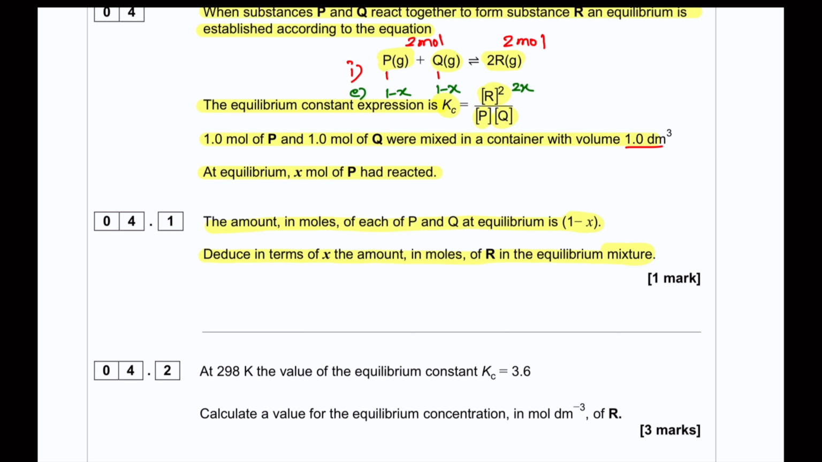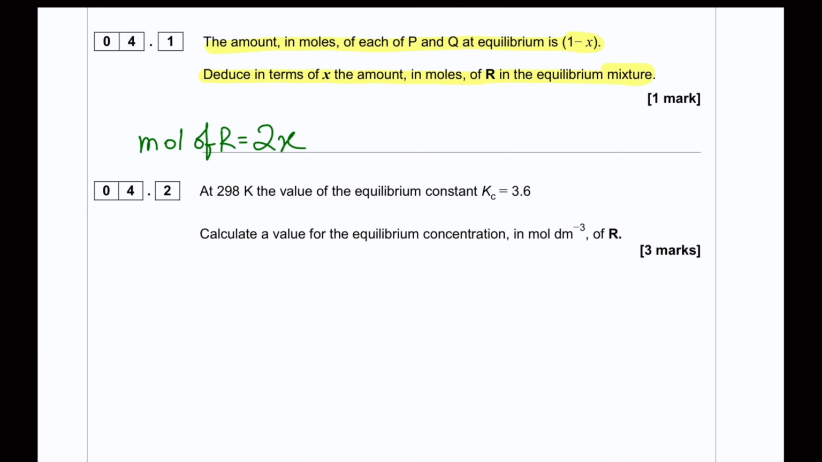So we already got that answer. If x disappears from the left hand side, x causes double the quantity on the other side. So it will be 2x. Moles of R is equal to 2x. At 298 Kelvin, the value of the equilibrium constant Kc is 3.6. Calculate the value for the equilibrium concentration in mole per dm cube of R.